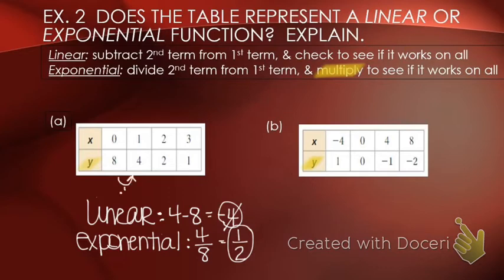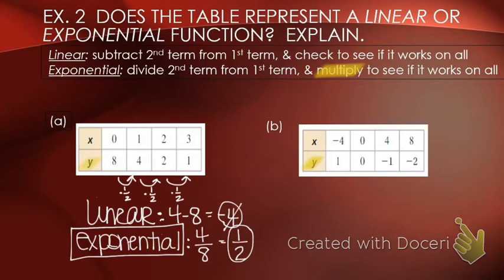What is 8 times 1/2? 4. Because what's half of 8? 4. What's 4 times 1/2? 2. What's 2 times 1/2? 1. So does the pattern work all the way across? So this is an exponential function, and I will just have you box in the word exponential. You've already written linear and exponential down, so box in exponential.